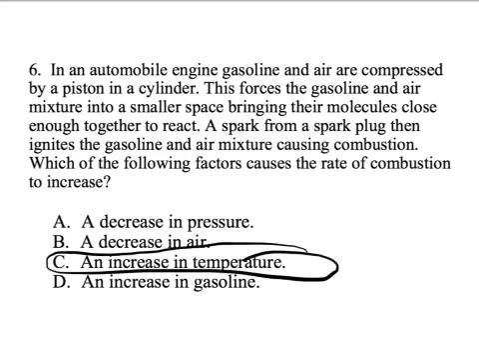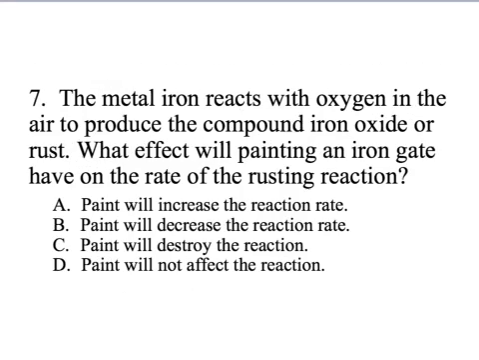There you go, guys. A metal, iron, reacts with oxygen in the air to produce the compound iron oxide, or rust. What effect will painting an iron gate have on the rate of the rusting reaction? So I'm painting the gate. Can the air react with the iron readily? No, it can't. So paint is going to act as an inhibitor. It's going to slow the chance of a reaction happening. So B, paint will decrease the reaction rate.